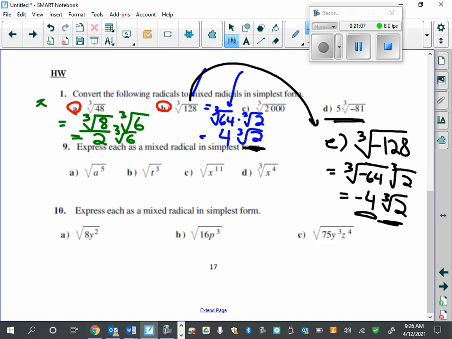Okay, so the rest is homework. Natalie asked a great question on D. If there's a number out in front, you just leave it out in front and multiply it at the end, just like we did with square roots.